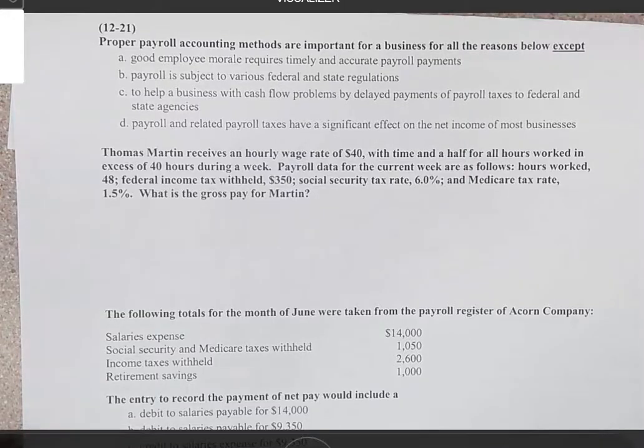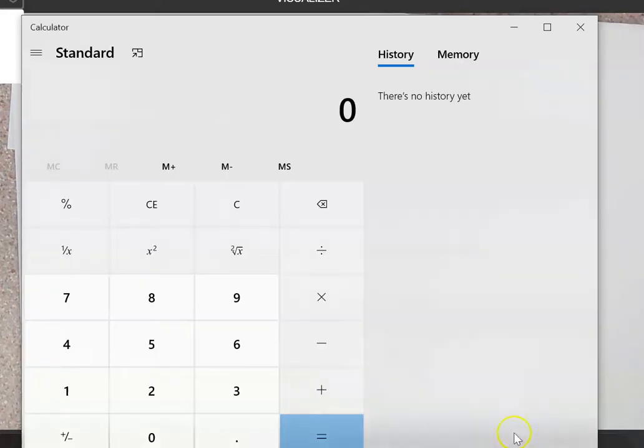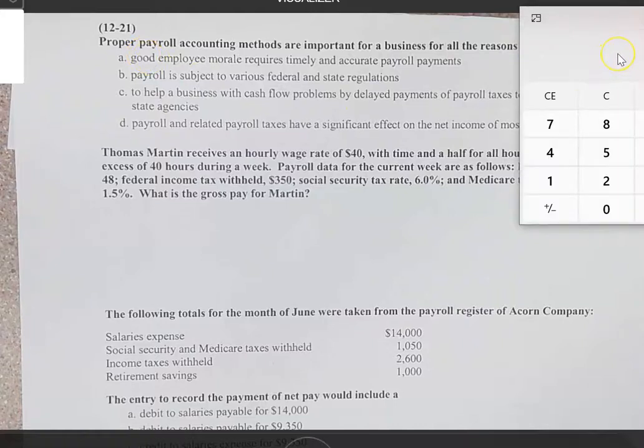All right, let's look at some questions related to payroll liabilities. We'll probably break this section on payroll liabilities down into a couple of videos because there are a lot of calculations that we have to look at. So bear with me while I get this calculator ready here.